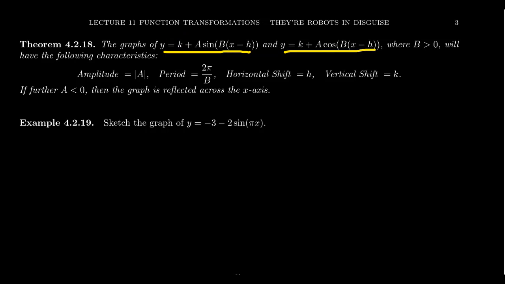Now inside the function, if you're looking at the things that affect the angle, you've now stepped into the horizontal zone. In the horizontal zone, you have to be very careful because things might not work the way you think they do. It's very important that things be factored. If things aren't factored, your intuition could actually be contrary to what you expect. If you factor things, life will be much simpler. You don't have to worry about phase shifts or anything like that. So if you factor it, you have b times x minus h.